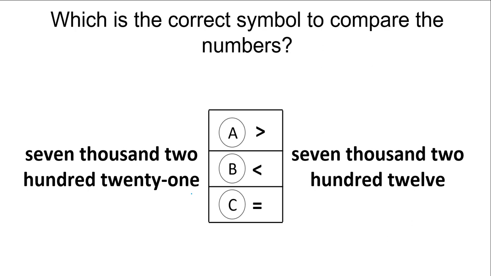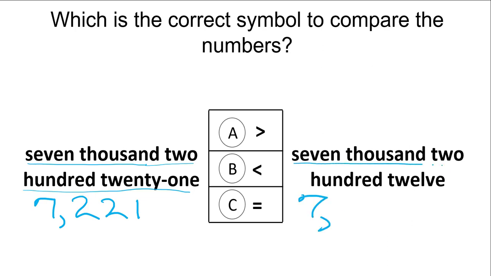Which is the correct symbol to compare the numbers? If I'm comparing 7,000, notice how they're all in words, so it may help if I write it out in standard form. 7,221, let's write that out. 7,000, comma, 221 versus 7,200, but then this is 12. So I have a 7,000 in each thousands place, a 2 in the hundreds place.